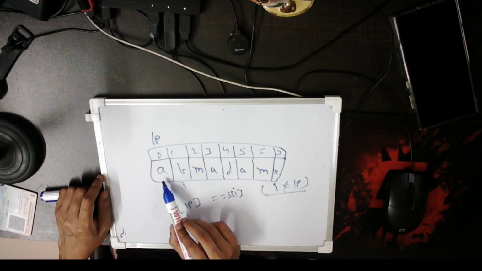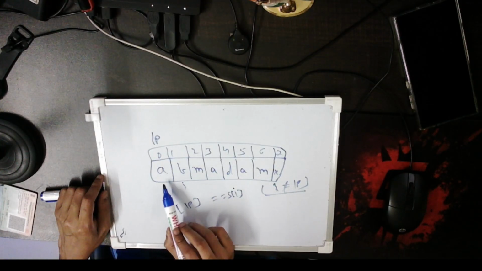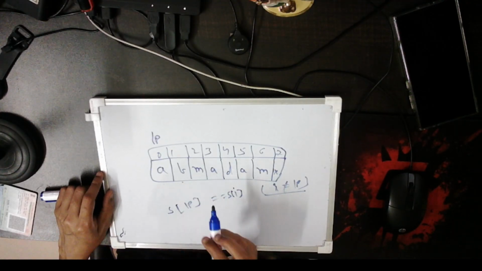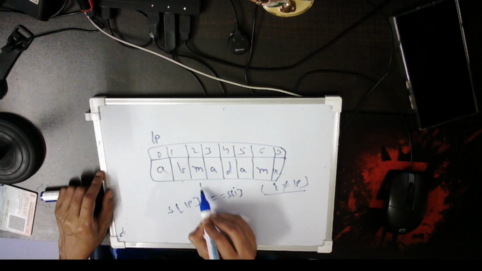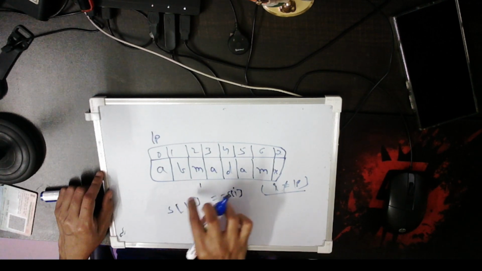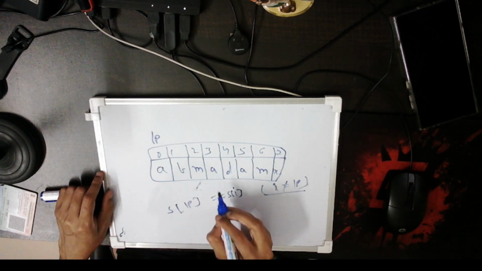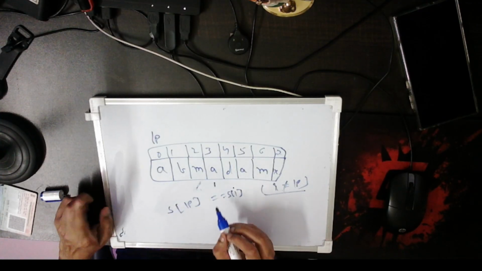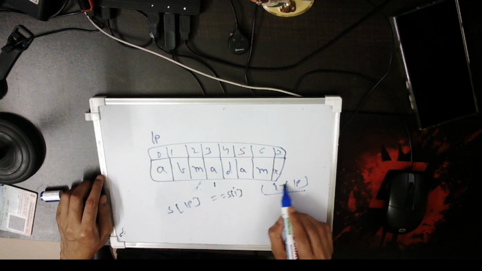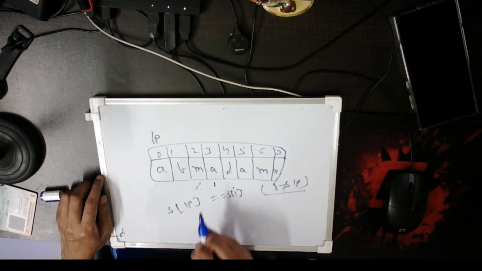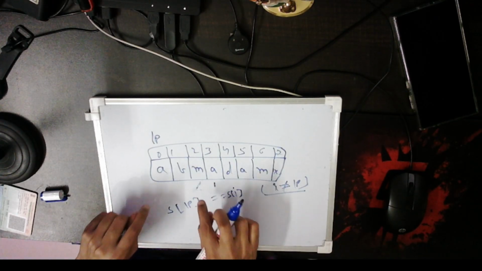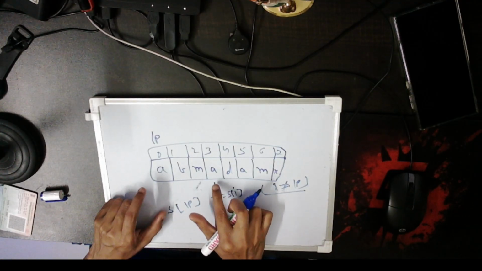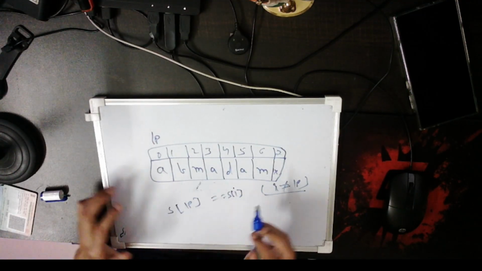So we check if A equals B, no, we move forward. If A equals M, no, we move forward. I will become here now. If A equals A, yes it is, and I not equal to LP, yes it is. Now we check, is it a palindrome? No, it's not a palindrome, right? So we skip this and just move forward.